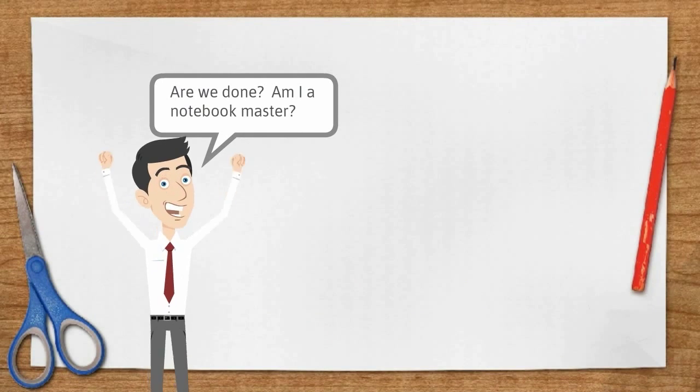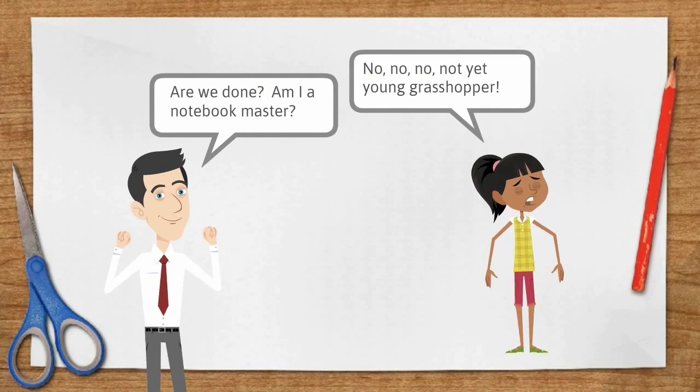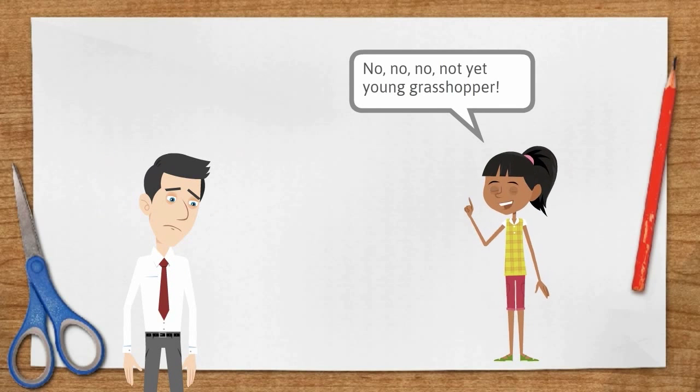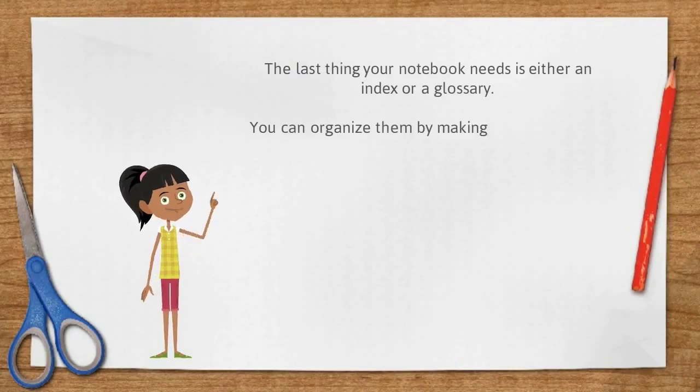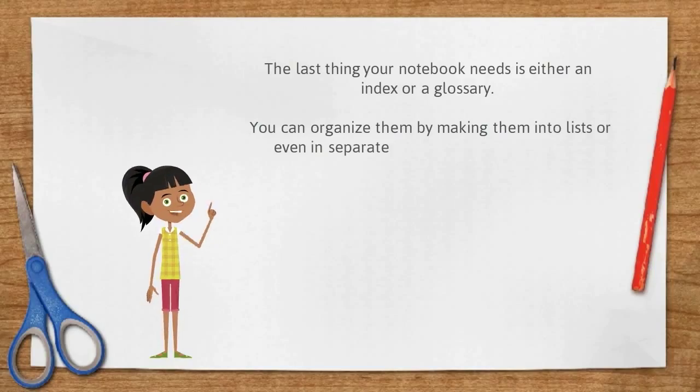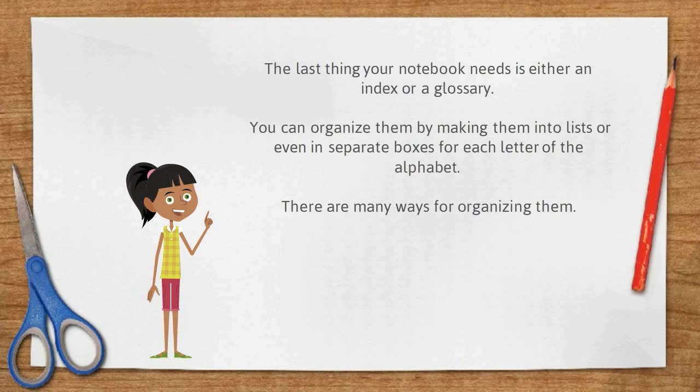Are we done? Am I a notebook master? No, not yet, young grasshopper. The last thing your notebook needs is either an index or a glossary. You can organize them by making them into lists or even in separate boxes for each letter of the alphabet. There are many ways of organizing them.